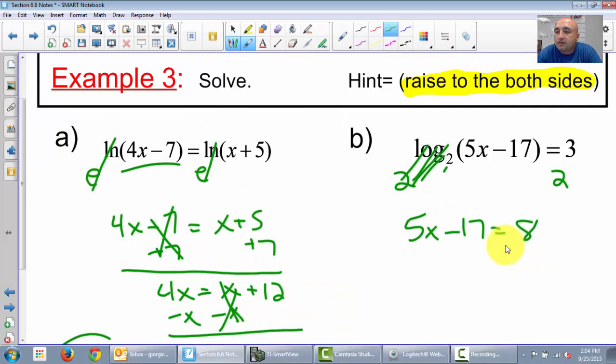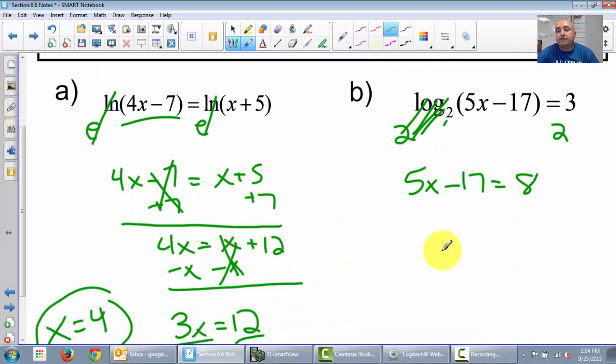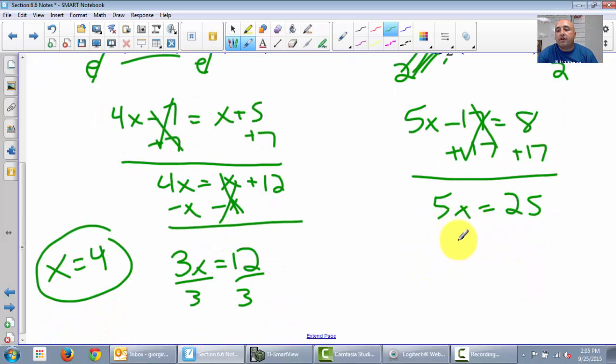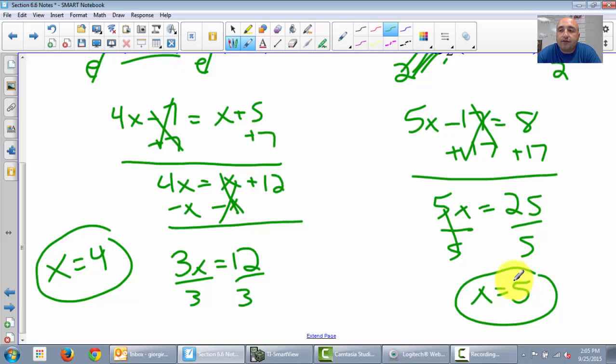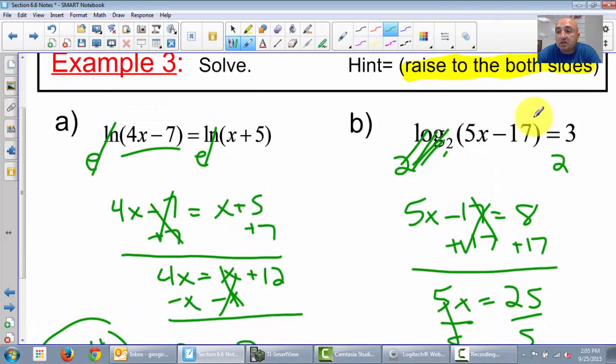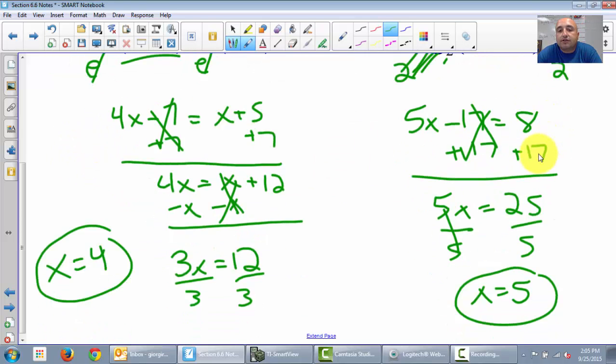And now we just solve this. So plus 17, plus 17. So 5x equals 25. Divide by 5. x is equal to 5. Okay, so slightly different, not very hard. Just raise to the base on both sides. I raised to the e on this one, raised to the 2 on this one. That gave us our answers.